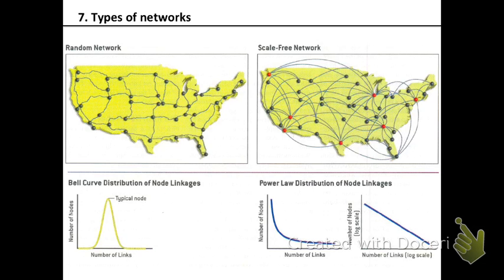So when you have a network and you do this analysis, if you see a distribution like this for the distribution of node linkages, you're going to say that this is probably a random network. And if you see a distribution like this, you're going to say this network has a bunch of hubs, and most of its nodes have few connections, so this is a scale-free network. Okay? Make sense?